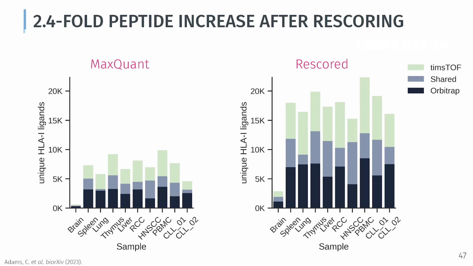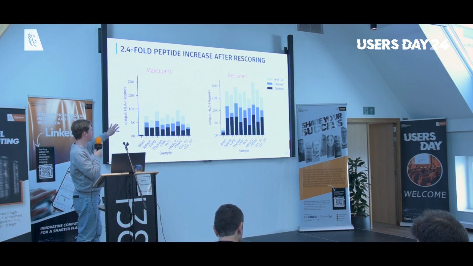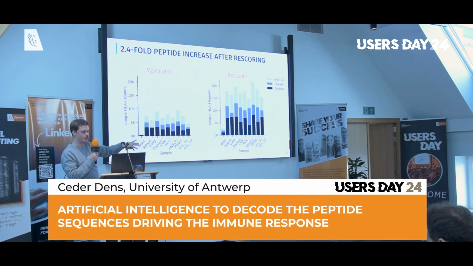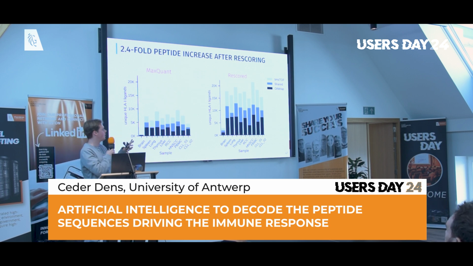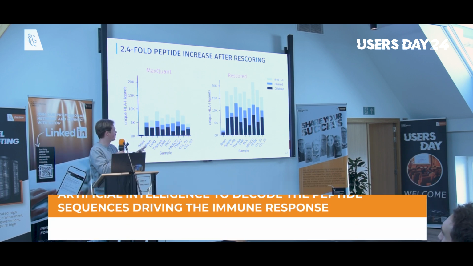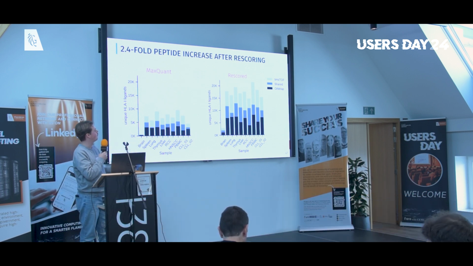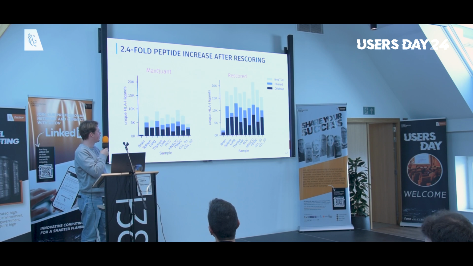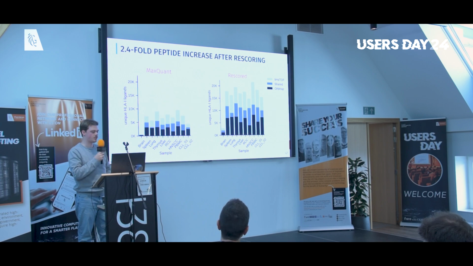We actually use these predictions to rescore. MaxQuant is a database search method, and then we incorporate these intensity predictions, also all the peptide property predictions I've been talking about, in the rescoring, and there we see that this now adds a lot of peptides that can be identified from different types of samples.